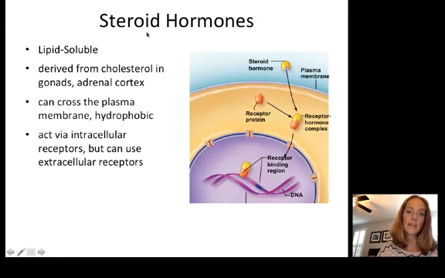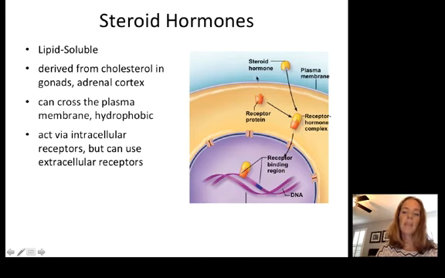Steroid hormones and related hormones are lipid soluble. Steroid means that they are derived from cholesterol, and if they are derived from cholesterol, then they are lipid-soluble and hydrophobic. If something is hydrophobic, it can get through that region of the membrane, not drawn here, that has the hydrophobic tails. So they pass through the membrane no problem, and they will interact with receptors inside the cell.